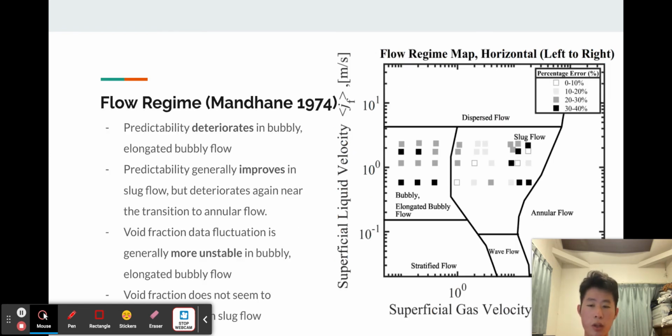Moving on, visualizing this data in the flow regime, the predictability deteriorates in bubbly elongated flow. As you can see here, it's very dark, and dark values mean a higher percentage error, while a lighter color depicts a smaller percent error. Predictability generally improves in slug flow, but deteriorates again near the transition to annular flow on the right here. And void fraction data is generally more unstable in bubbly and elongated flow, from observation.